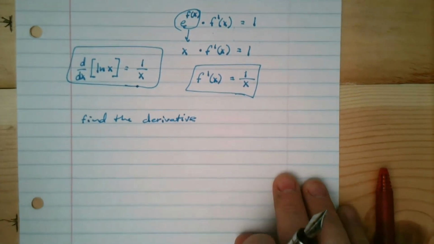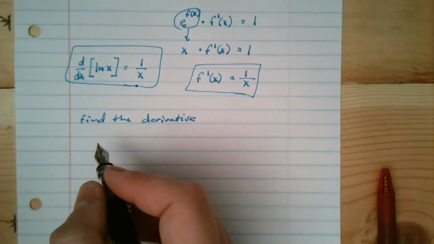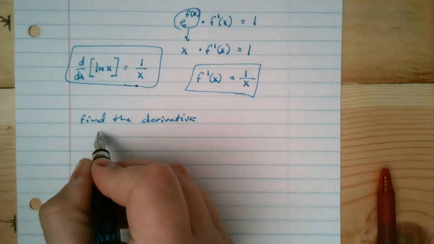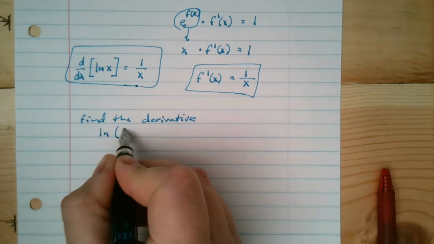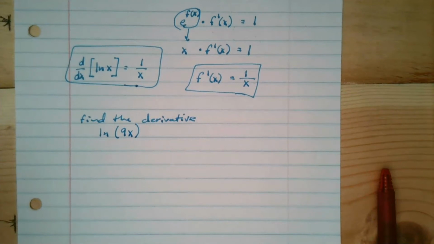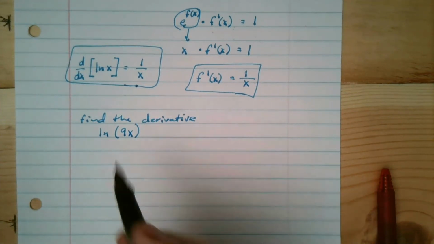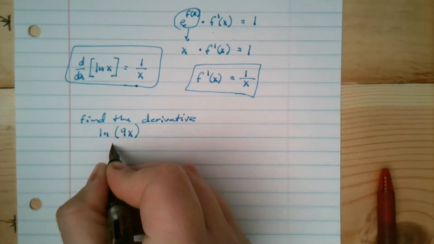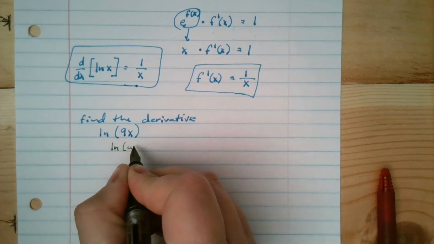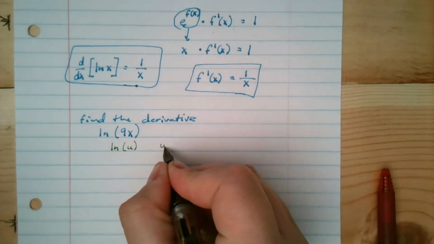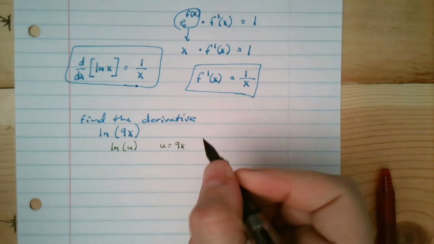Find the derivative. So the first problem I'm going to ask is natural log of 9x. Okay? Natural log 9x. And the first thing you've got to do is realize I've got to use the chain rule. So I'm going to rewrite this as natural log of u, where u is equal to 9x.